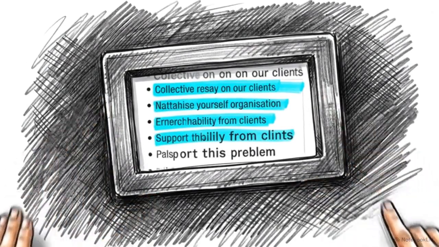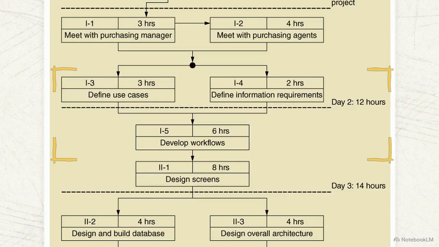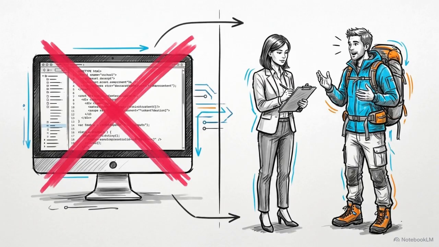Moving to day 2, the team enters the systems analysis phase. Their sole objective is determining exactly what the supplier information subsystem must do. Systems analysts do not write code. They conduct preliminary fact-finding, interviewing the purchasing agents to discover the real-world business details.